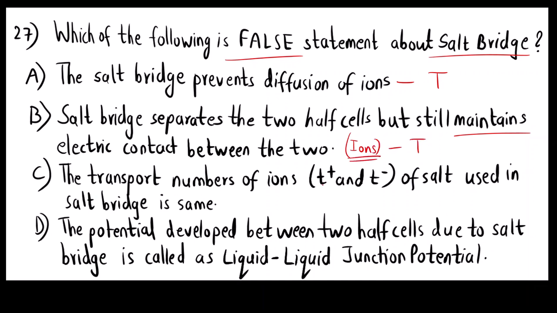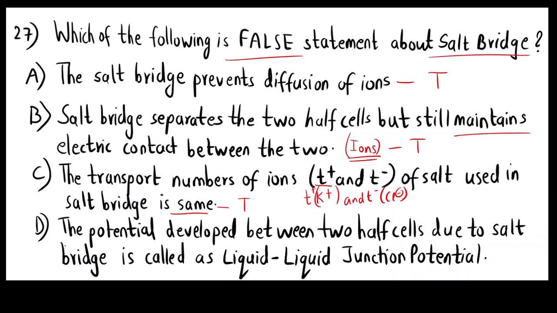Third one, the transport number of ions, that is T plus of K plus. Let's say we take KCl, so T plus of K plus and T minus of Cl minus is going to be same. This is also a true statement.